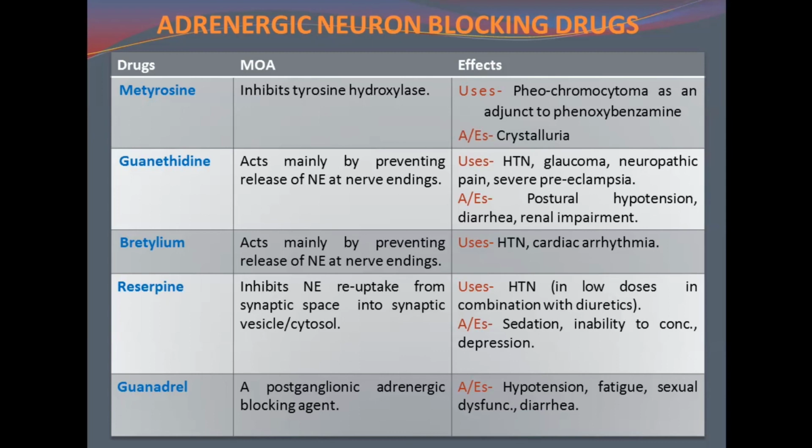Metyrosine is primarily used in pheochromocytoma with phenoxybenzamine, while guanethidine is used in hypertension, glaucoma, severe preeclampsia. Bretylium is also used in hypertension, cardiac arrhythmia, while reserpine is used in hypertension associated with diuretics because reserpine causes fluid retention and edema.